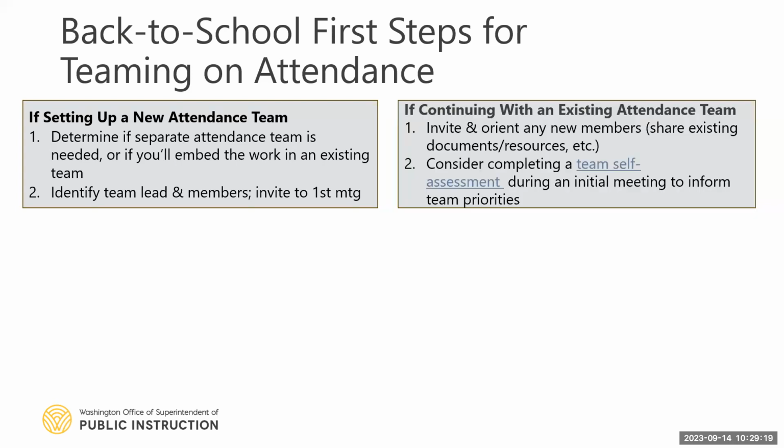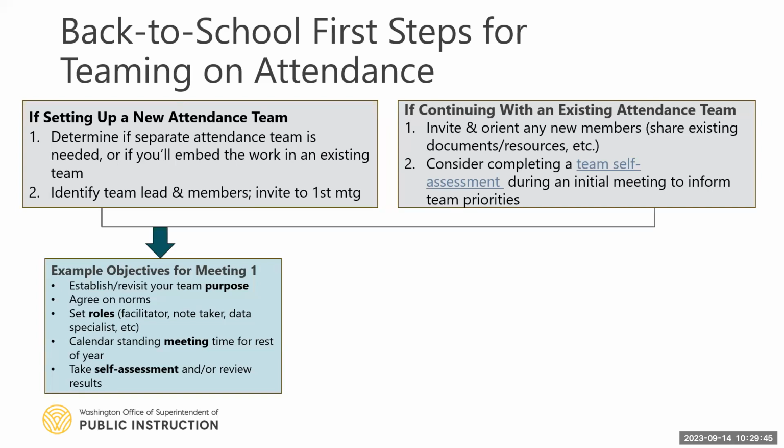If you're continuing with an existing team, invite and orient any new members so that they get a sense of what is the purpose of the team and what existing materials and documents you have, if there's a shared drive that you can invite them to so they can access those. And then consider completing a team self-assessment. There's a link to Attendance Works school team self-assessments that can be done to help you identify some priorities for your team on things you want to grow in that year.